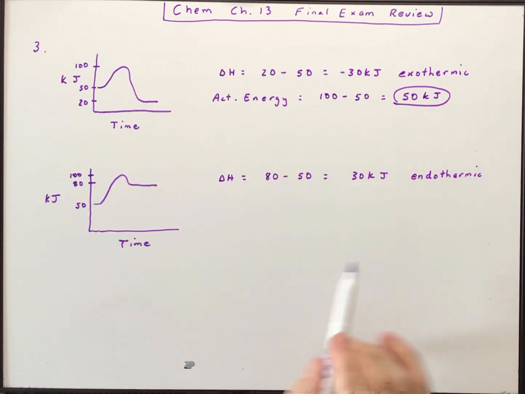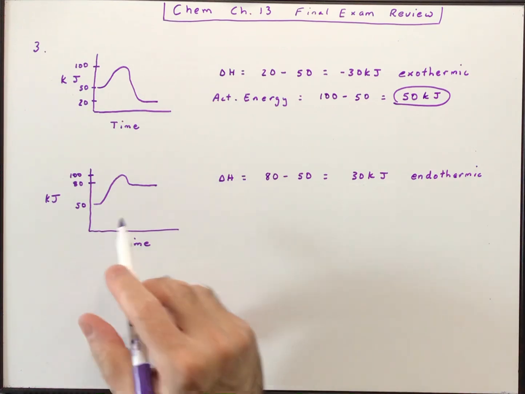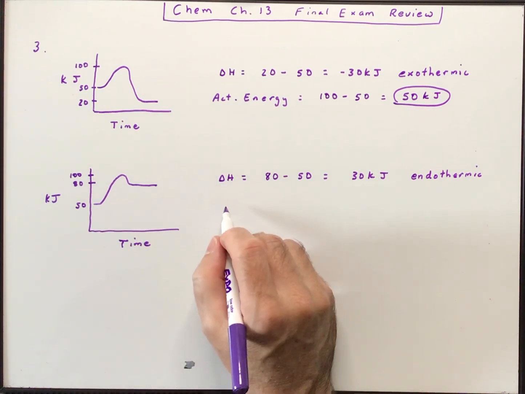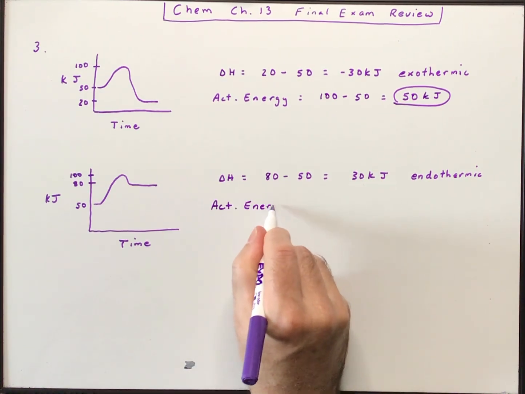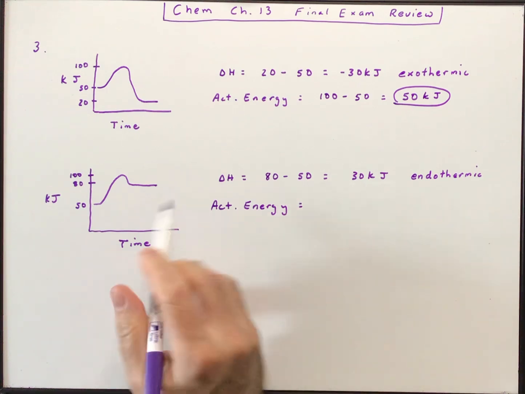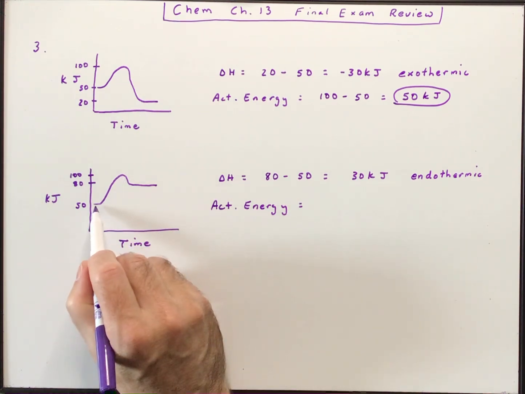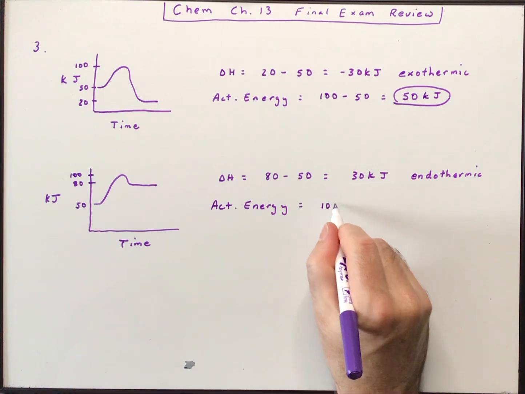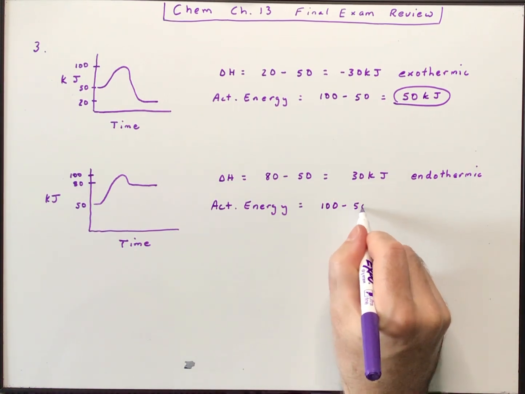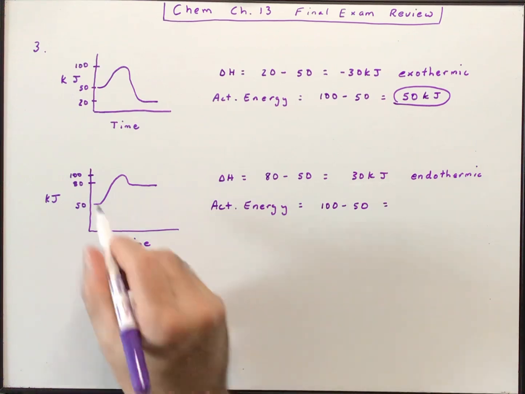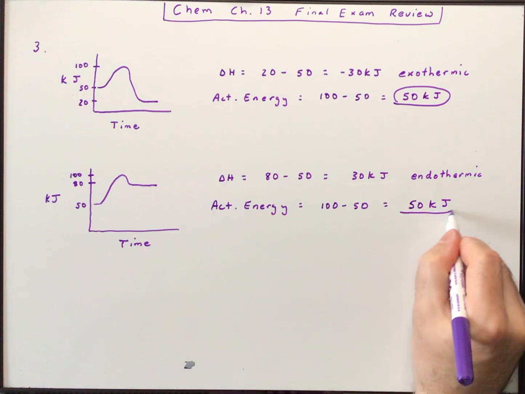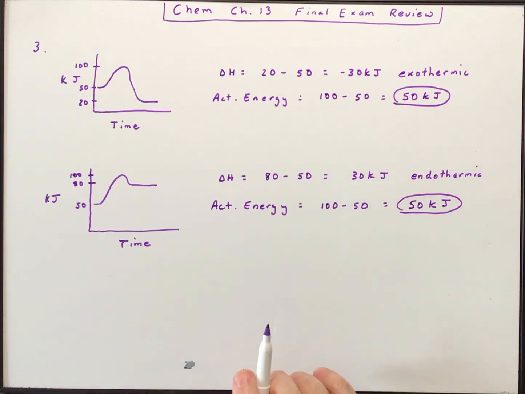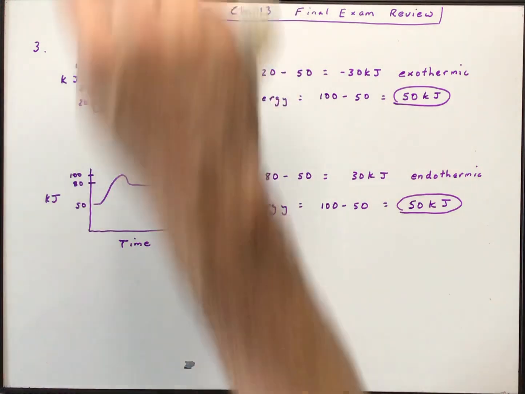So after this reaction, things get colder. It doesn't release heat, it absorbs heat from the atmosphere. All right, and then your activation energy is going to be the top of the hill, 100, minus the left side. So I probably should have put some different numbers there just to shake it up. But 100 minus 50, also 50, just like the one before. All right, but that's an endothermic reaction versus an exothermic reaction. All right, that does it for number 3.